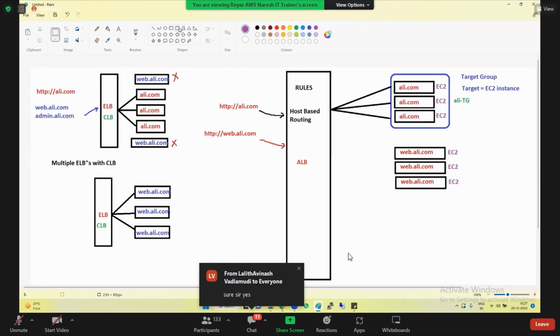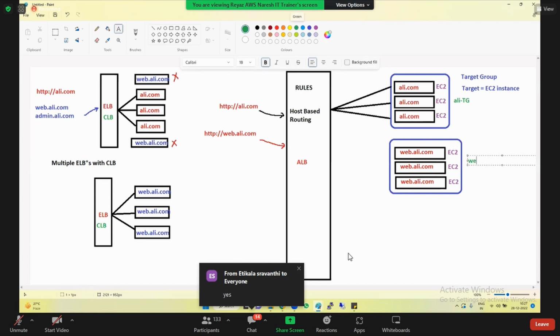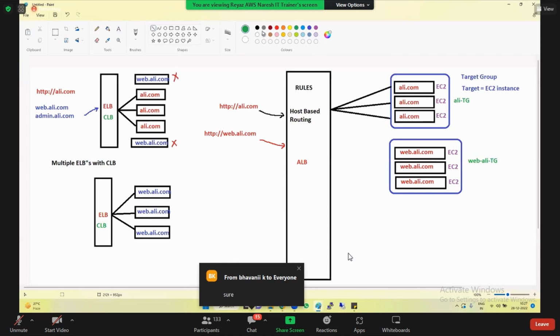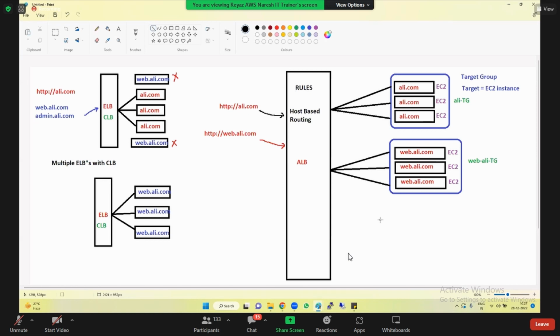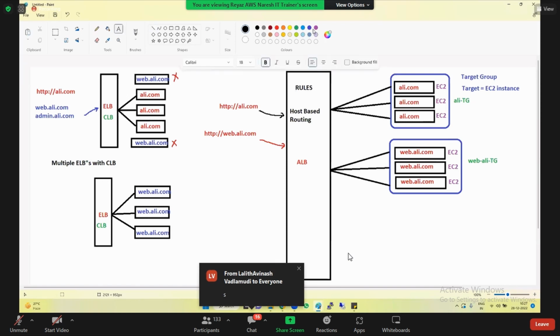So can I call this another target group? Let's say this target group is the web target group. And for whoever is coming, I'll tell the load balancer, hey, load balancer, send web.ali.com traffic to this target group. See, guys? Understood? You're getting it? So we are just redirecting it to the target.